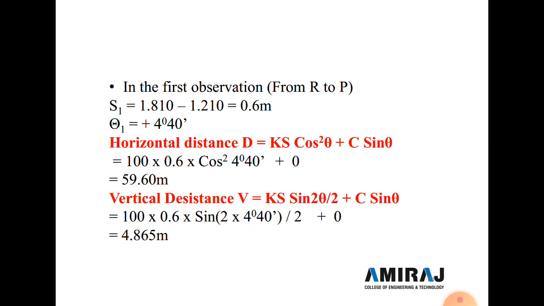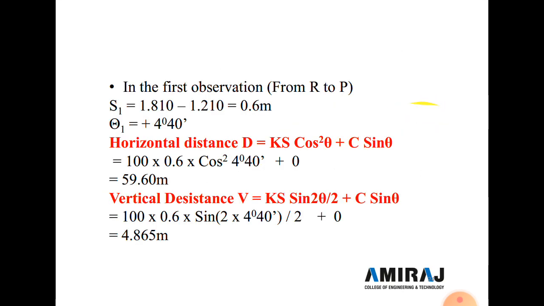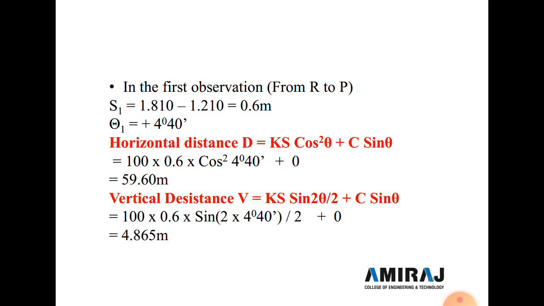Now in the first observation from R to P, S1 is the top minus bottom crosshair reading, so 1.810 minus 1.210 is 0.6 meter, and theta 1 is plus 4 degrees 40 minutes. The horizontal distance D is equal to ks cos square theta plus c sin theta, where k is 100, s is 0.6, theta is 4 degrees 40 minutes, and c is 0, so c sin theta is 0. So the horizontal distance D1 is 59.60 meter.